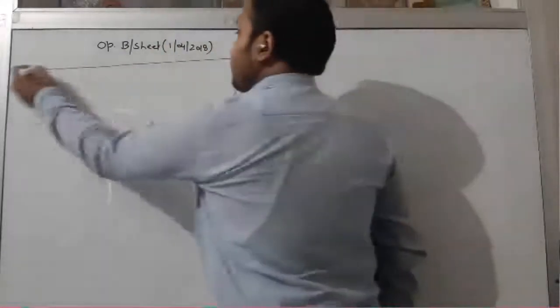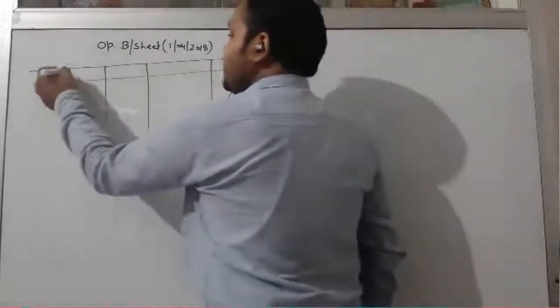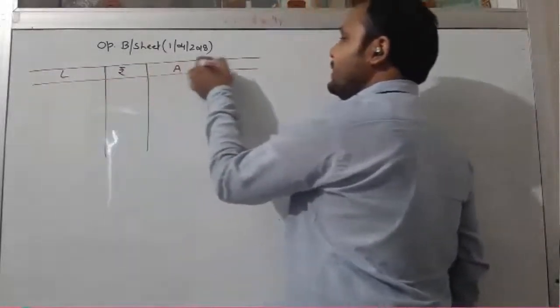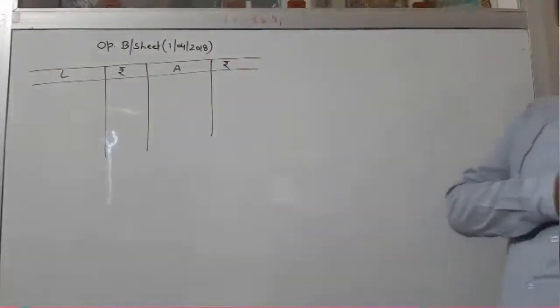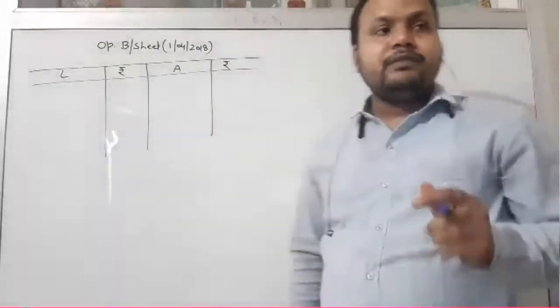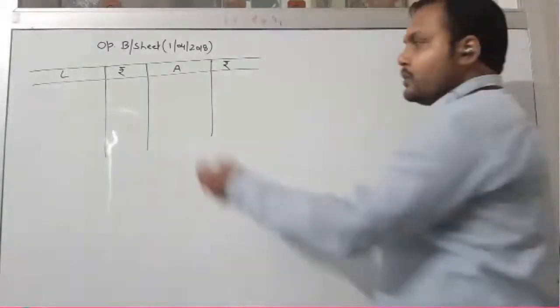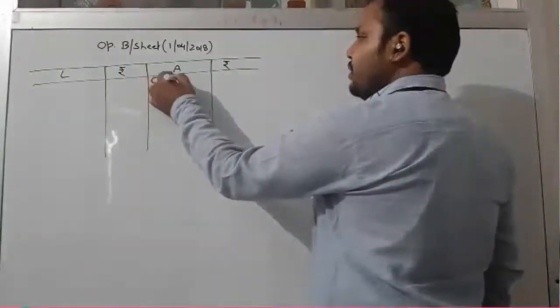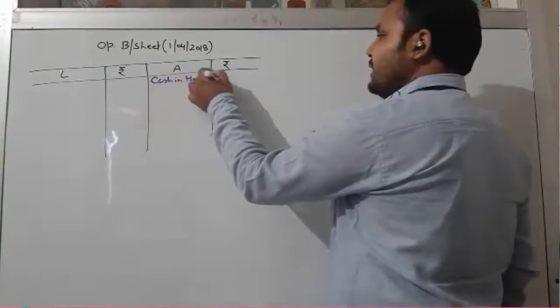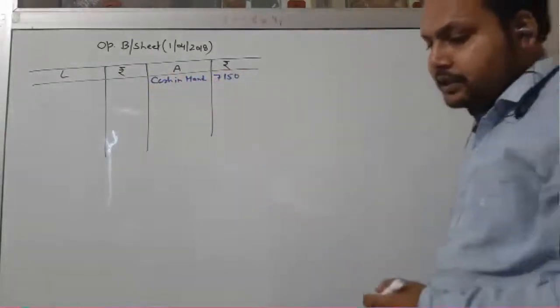What is the format? You know very well the format of the opening balance sheet, same as in the previous question, that is the liabilities amount and assets amount. And the information are as follows. The first information is cash in hand. As you can see on the debit side of the receipts and payment account, cash in hand is already given. So cash in hand is an asset and the value of cash in hand is 7,130.